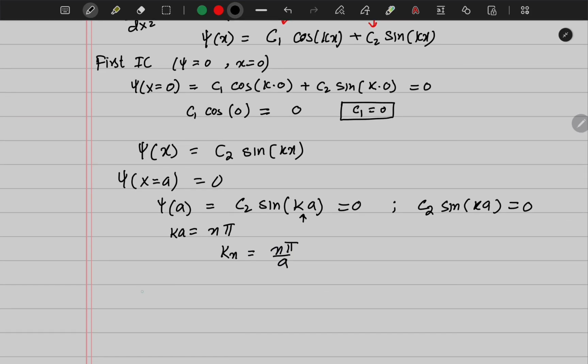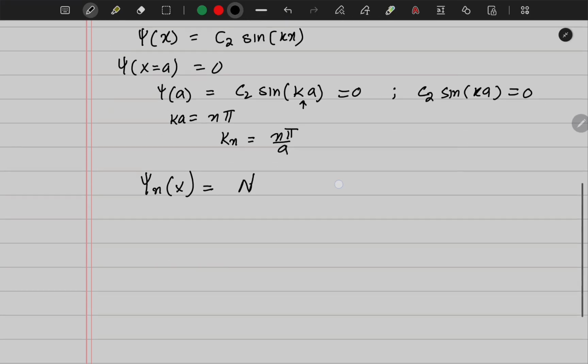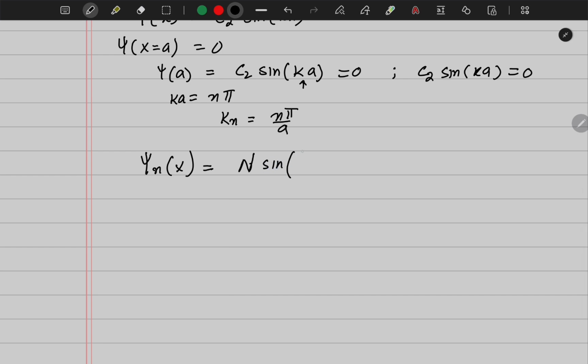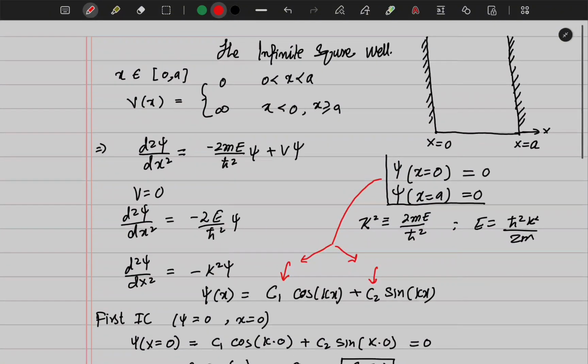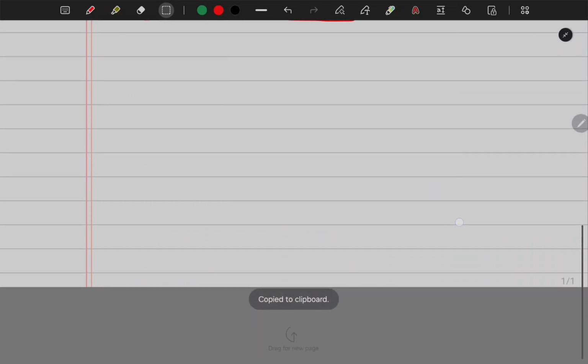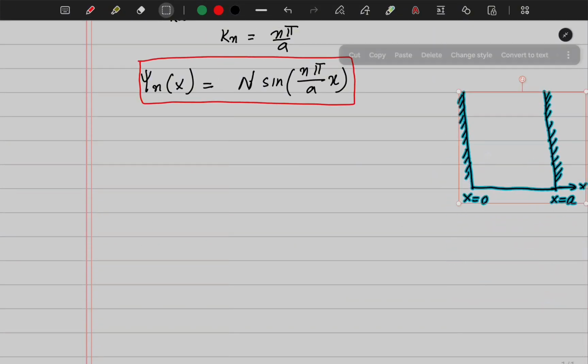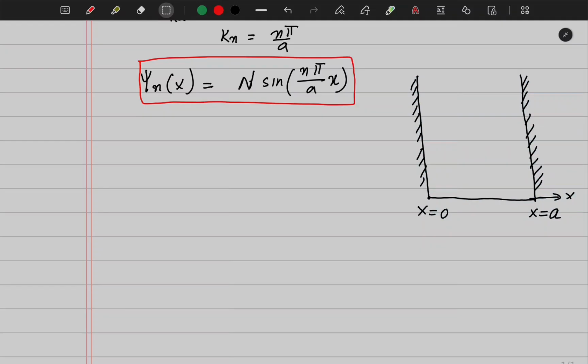So putting everything together, we will write psi_n of x is equal to N sine of n pi over a x. So this is the solution of the Schrödinger equation for the infinite square well. We have an infinite square well that is given over here. I will just copy this cartoon down to the part where I need it, and let me increase the size a bit. So now we have the solution, and this N is the normalization constant, and we need to find its value.